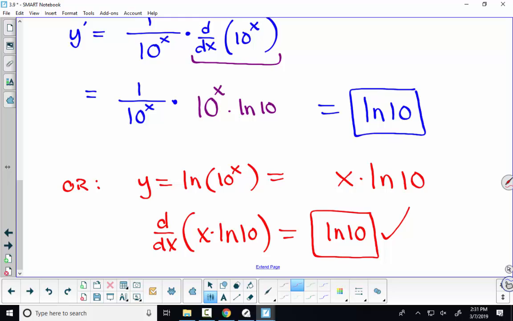So I think that's why it's important to recognize the structure of the function that you're dealing with, because some functions, especially with logs and exponents, can be simplified before you take the derivative. And honestly, if you can simplify the function before you take the derivative, it's always going to be an easier derivative to take because you've made it simpler before taking the derivative. Okay. Are there any questions?